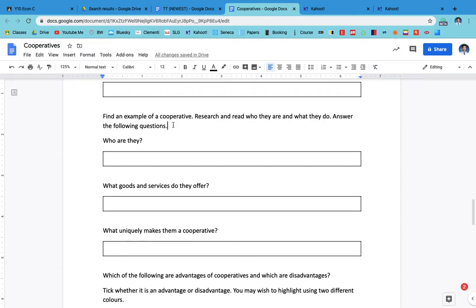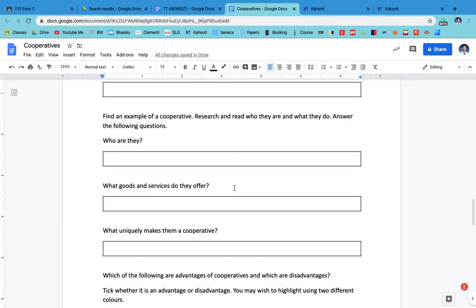You could go on their website. They'll probably have a big section of their website dedicated to who are we, what are our principles, what makes us different, those kind of headers on the website. Have a read and then just make some notes on these 3 questions. Who are they? So what's their name? Where do they operate? What goods and services do they offer? And then what uniquely makes them a cooperative?